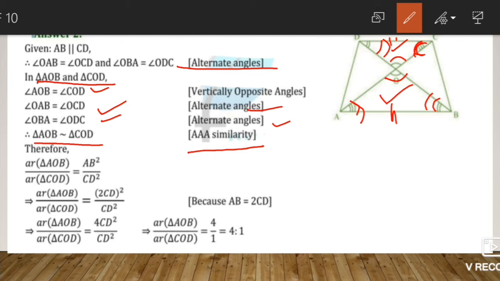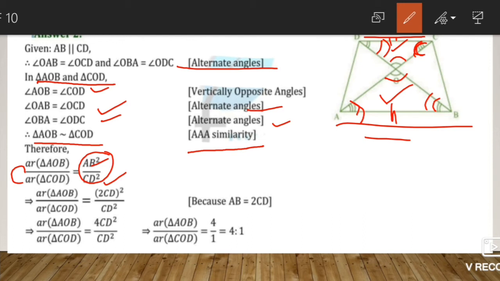Now again use that theorem. Since AOB is similar with COD, the ratio of areas of these two triangles is equal to the square of the ratio of the corresponding sides. That means area of AOB by area of COD is equal to the corresponding sides, that is AB by CD whole square, because AB is the side of triangle AOB and CD is the side of triangle COD.